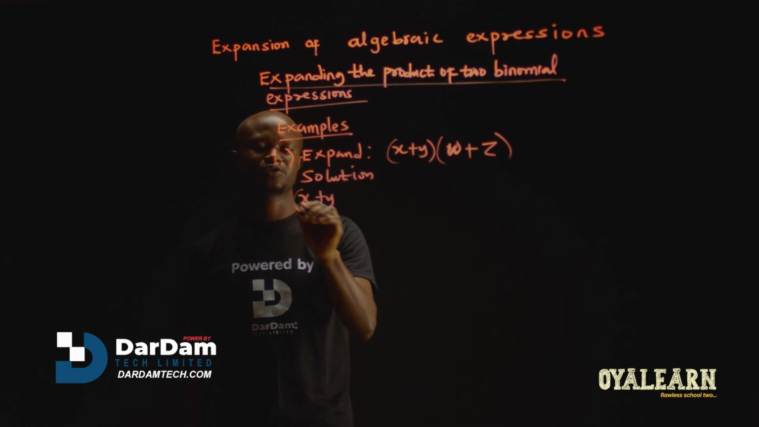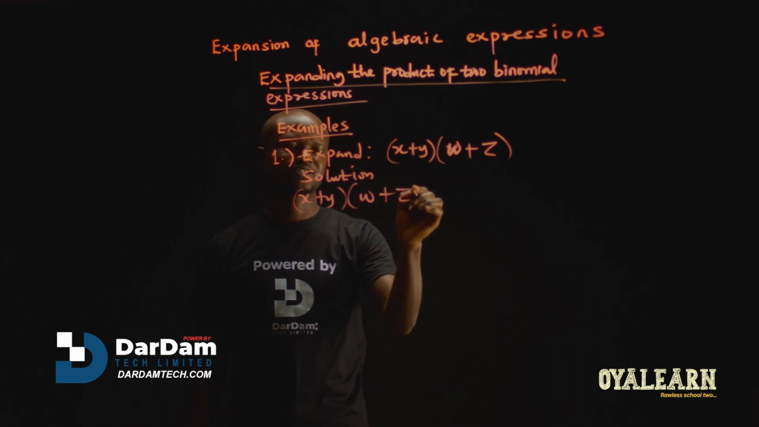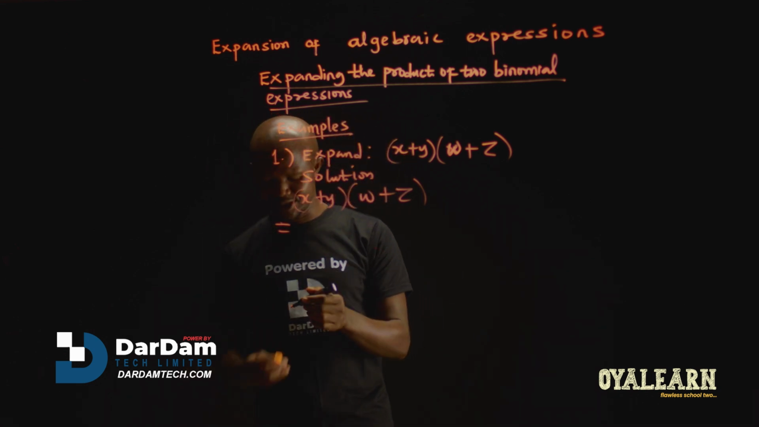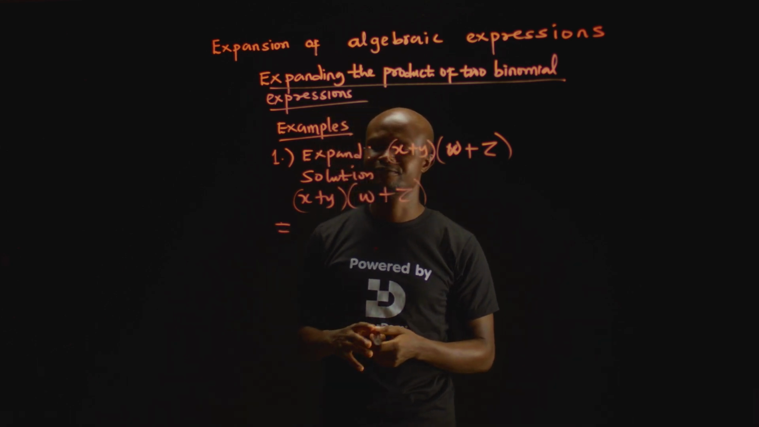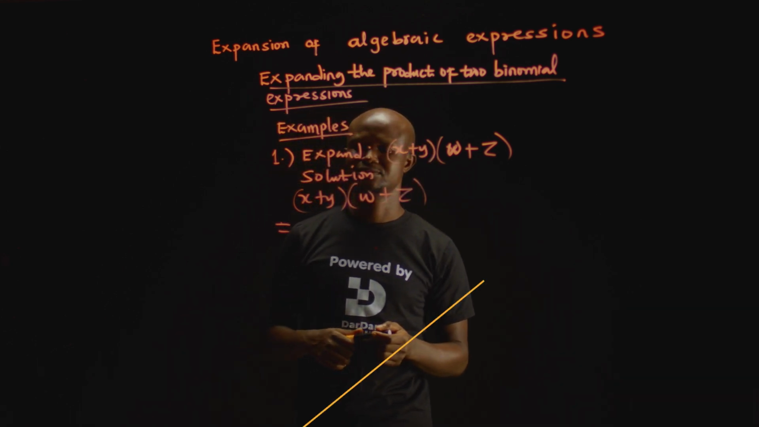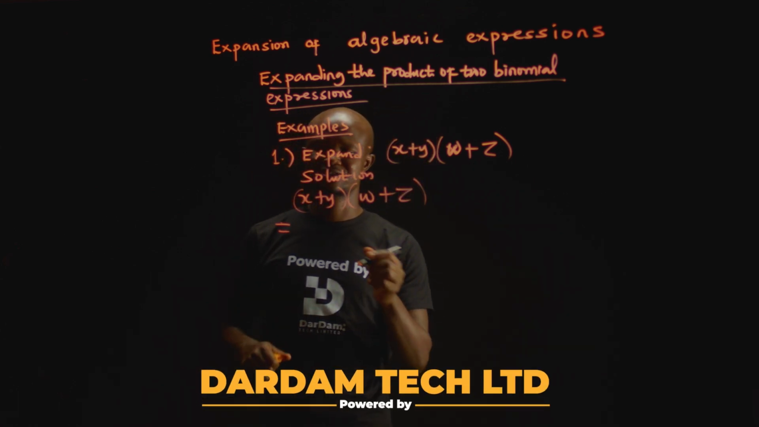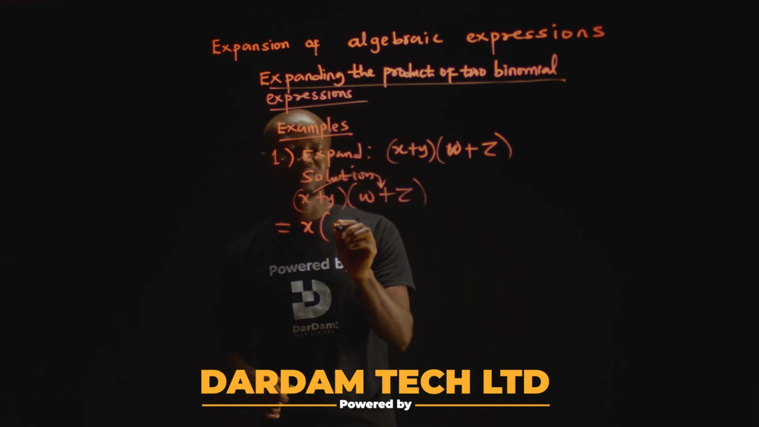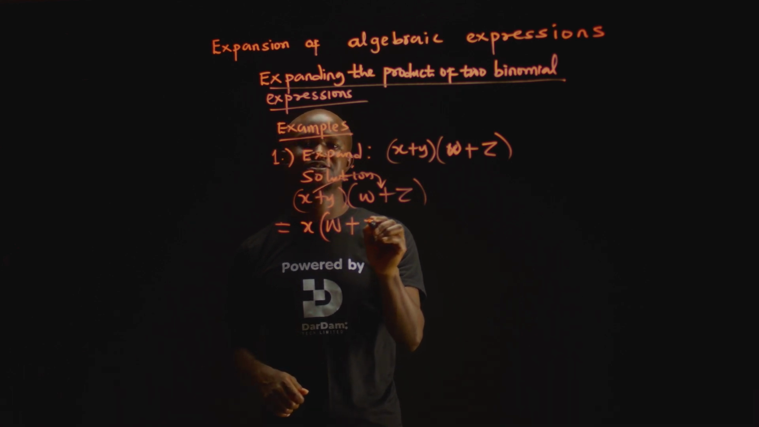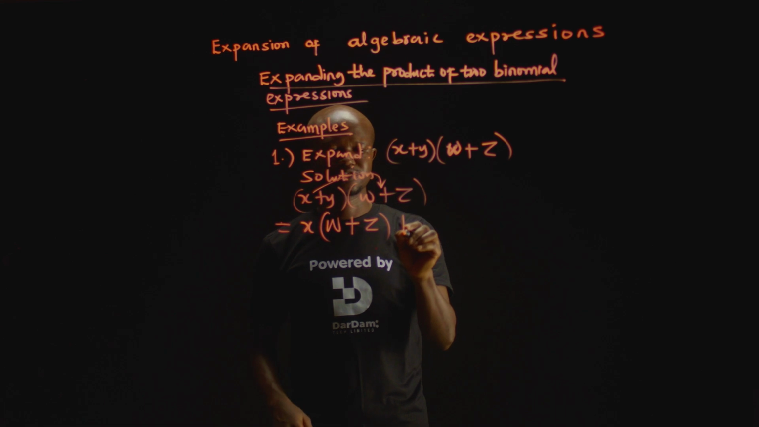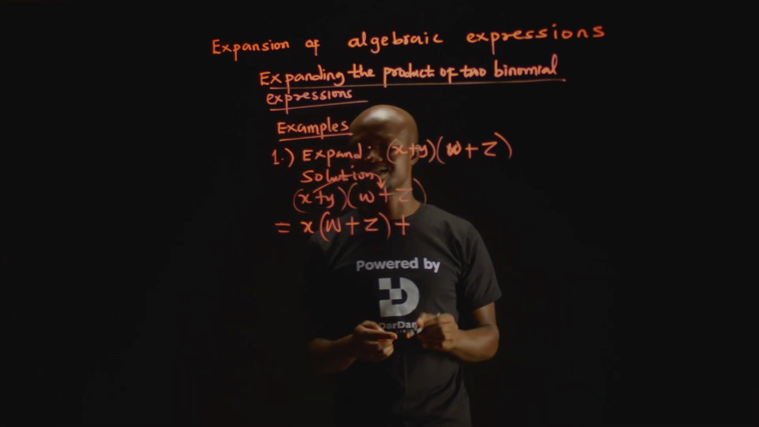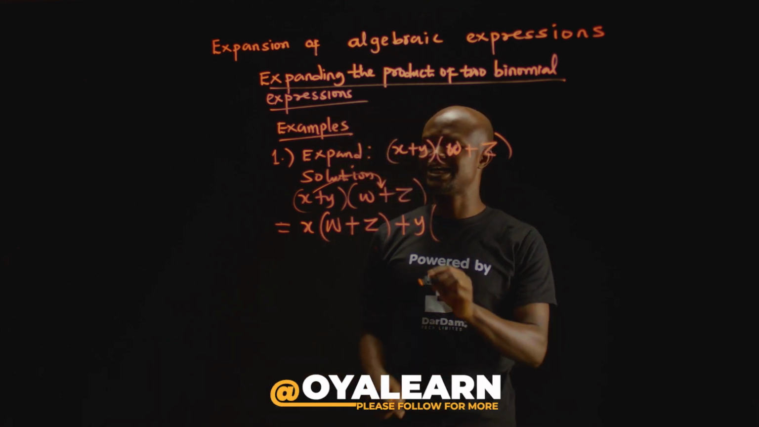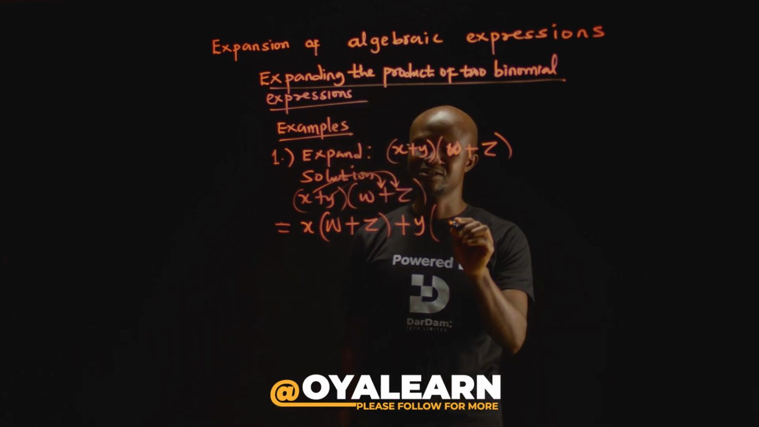(x + y)(w + z). So the first thing to do is to consider each term in the first binomial expression. The first term there is the letter x. So we use x to multiply the whole of the second binomial expression, that's (w + z). Then plus the next term, that is the second term in the first binomial expression, which is plus y. Then we use it to multiply the whole of the second binomial expression.